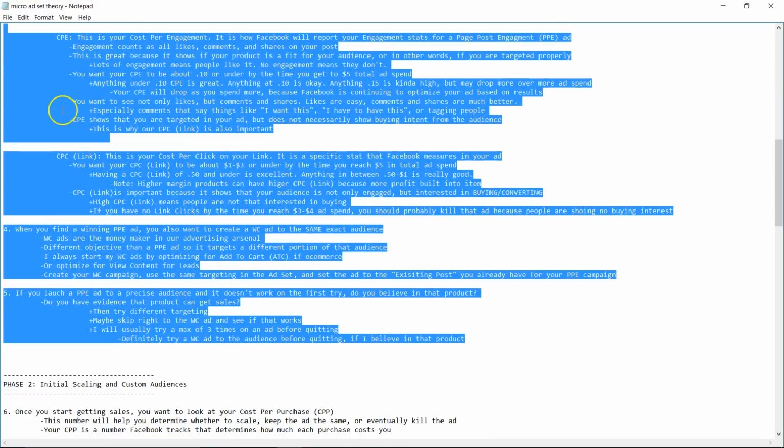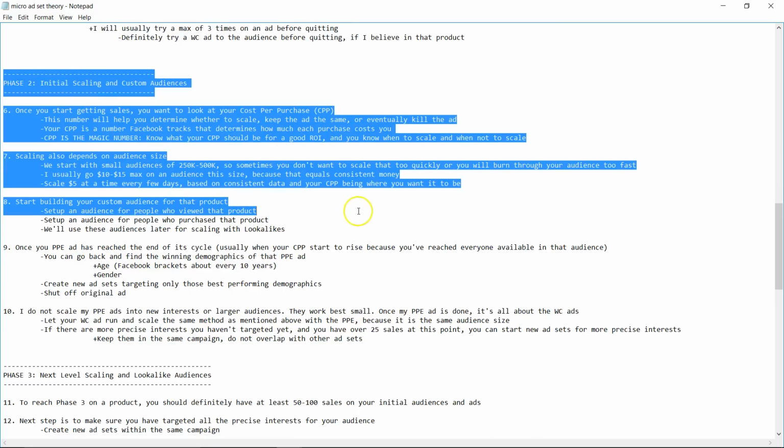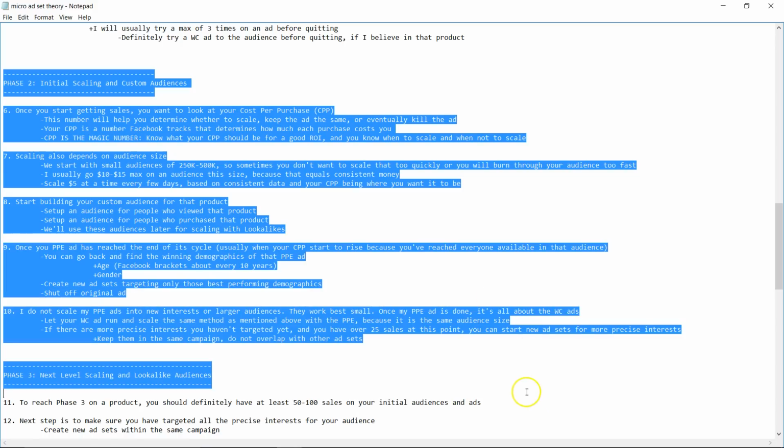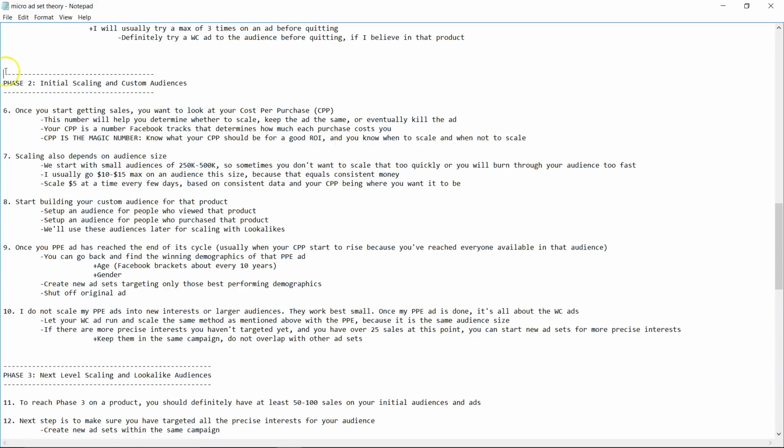And when you find something that works at a small level, now we take it into phase two and the following phases, where all we're really doing is taking it to bigger and bigger levels each time to reach more and more people and convert on our objective more and more. So that's the split between the micro ad set theory.